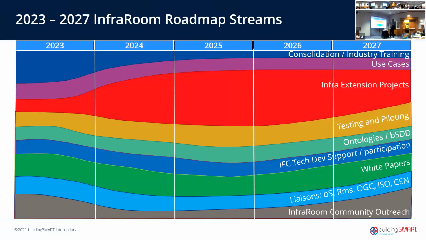We've now come up with this diagram to represent the base diagram to show where we're going in the future. And so you can see over here those streams: industry training, use cases, extension projects, testing and piloting, ontologies and bSDD, technical support, white papers, liaisons with groups like the other rooms, OGC, and ISO and so on, and community outreach.